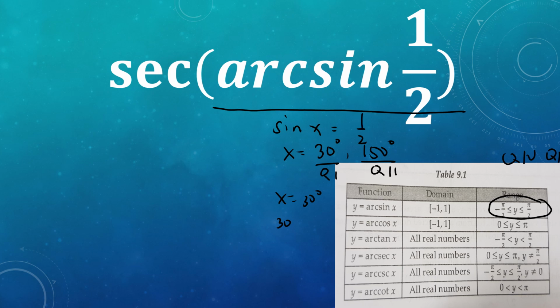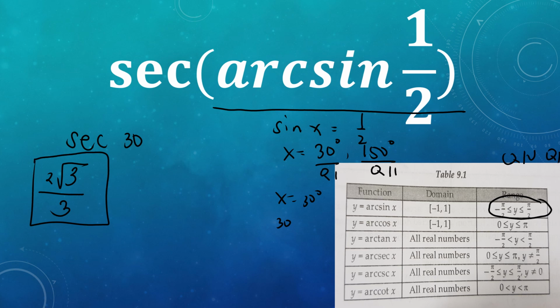So we're going to substitute. Instead of writing arcsine 1 over 2, we're going to write 30 degrees. Bring down secant and then 30. So we're going to find secant 30 degrees. Based on our topic on week 3, which is all about circular functions, secant 30 degrees is equal to 2 square root of 3 over 3. Okay, so our final answer is 2 square root of 3 over 3.